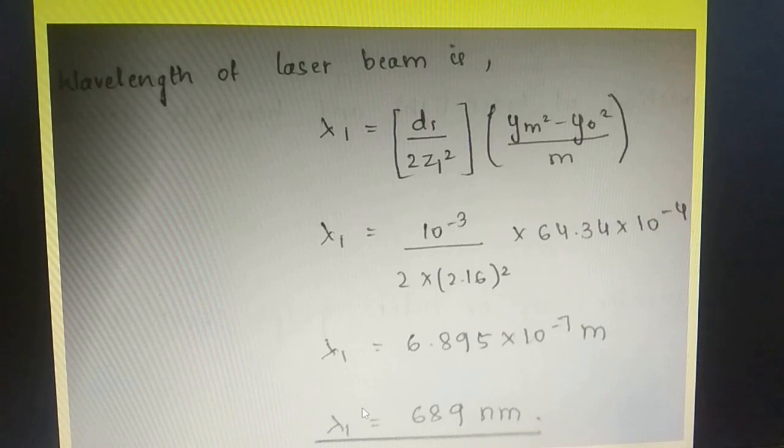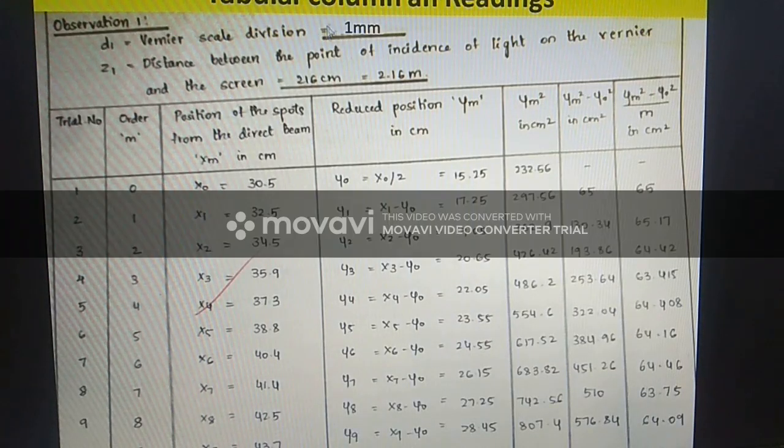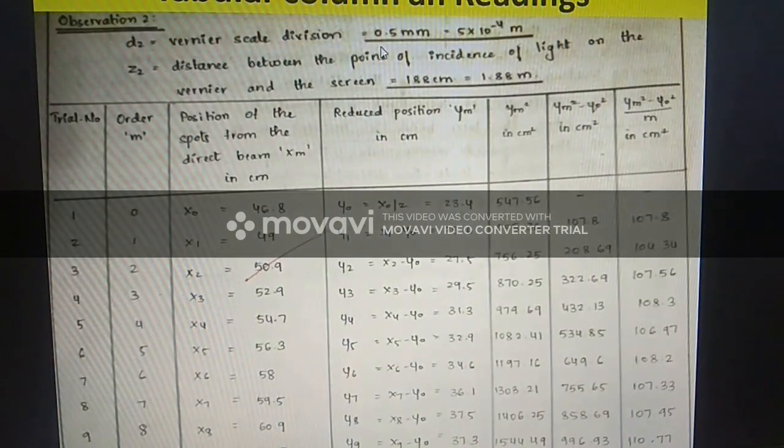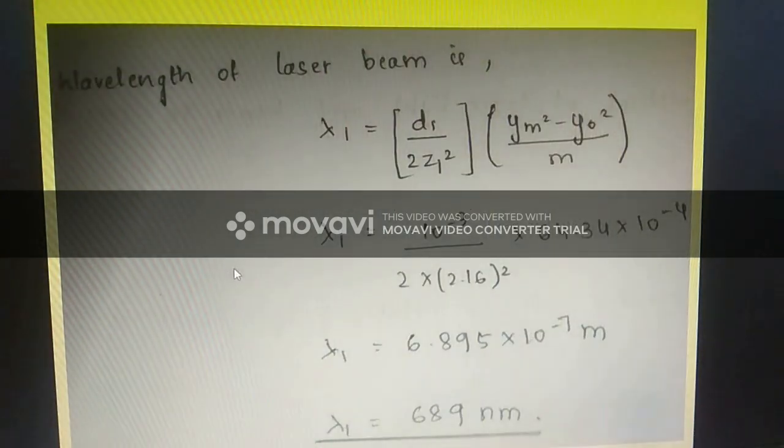Why lambda 1 here? Because it is the same experiment: the vernier division is 1 millimeter here, and he repeated the experiment taking vernier division 0.5 millimeter. Again he repeated the experiment. Here the length is 1.88 meter, a little bit less actually. No problem. Again you should repeat the experiment like this. You see here what happens. I will show one thing.